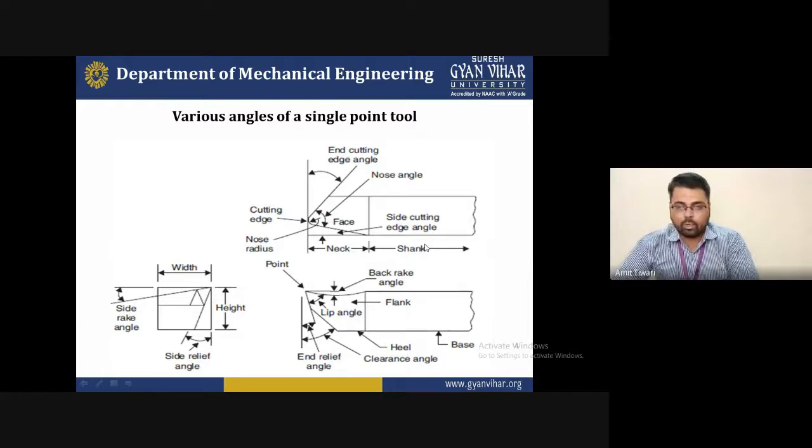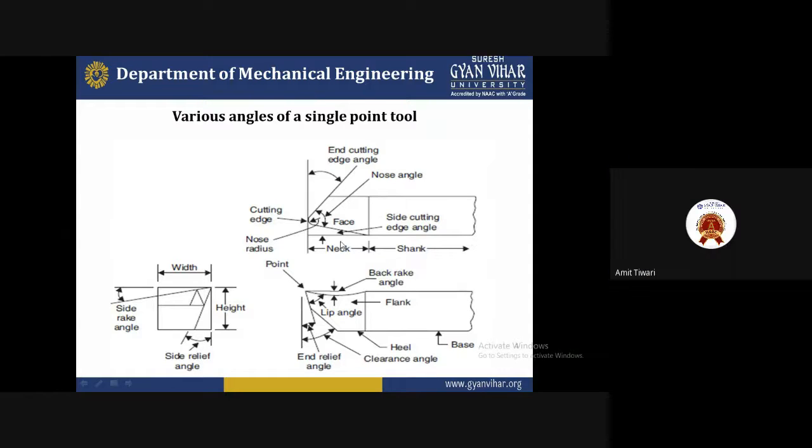So what happens in this diagram? You can see here this shank portion is basically known as the body of the single point cutting tool, and this is the front face, where the chip slides, the face of the cutting tool. With the help of this you can easily cut the material, because this is a cutting edge. You can see this is the cutting edge of the tool.